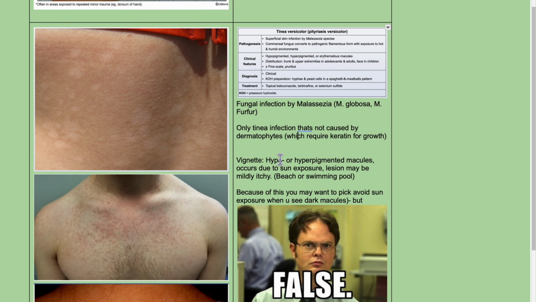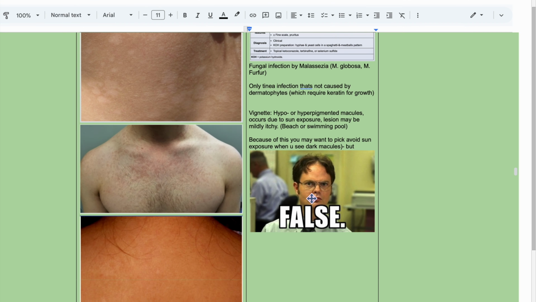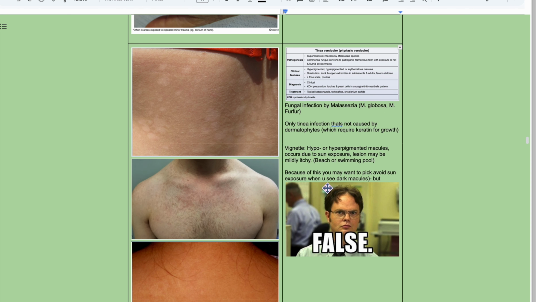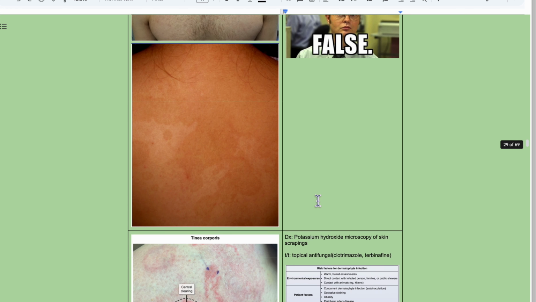The vignette here was hypo or hyperpigmented macules that occur due to sun exposure. Lesions may be mildly itchy, on a beach or at a swimming pool. Because of this, you may want to pick avoiding sun exposure when you see dark macules, but it's false. So treatment here is ketoconazole, terbinafine, or selenium sulfide.